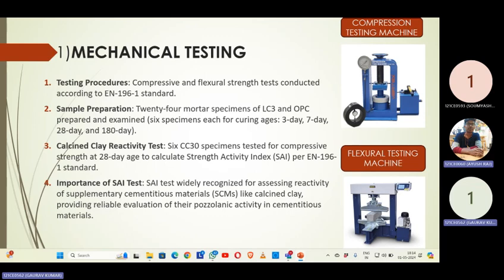Fourth point is importance of the SAI test. The SAI test is widely recognized for assessing the activity of supplementary cementitious materials, SCMs, like calcined clay, providing a reliable evaluation of their pozzolanic activity in cementitious materials. Next slide.